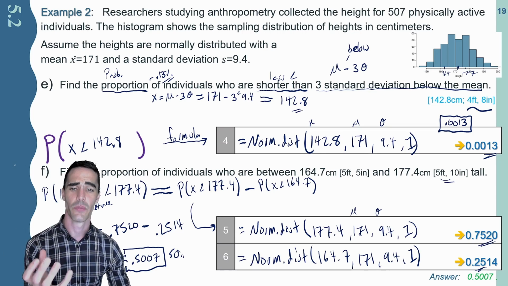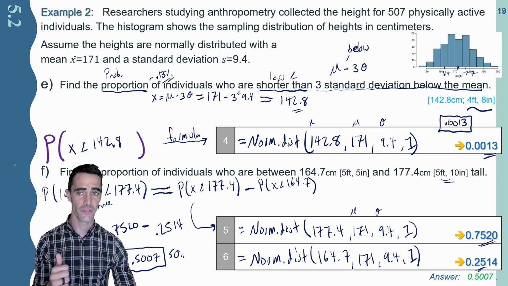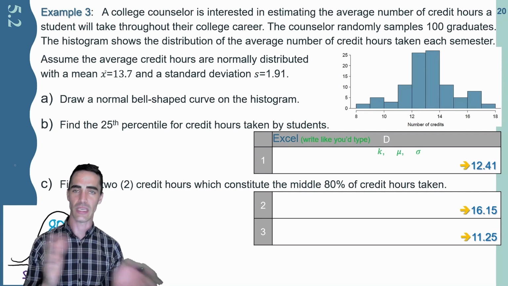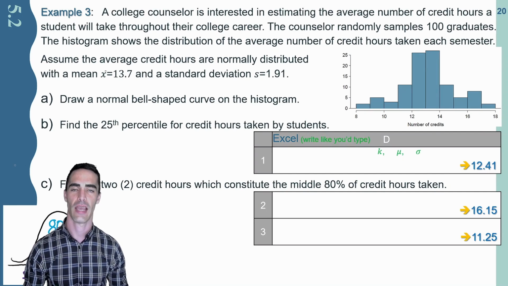But there are other tasks that we can perform. Yes, we can compute probability. Again, we did many examples, but also we can answer things like percentiles as well. We can do the inverse. That's what this example highlights.